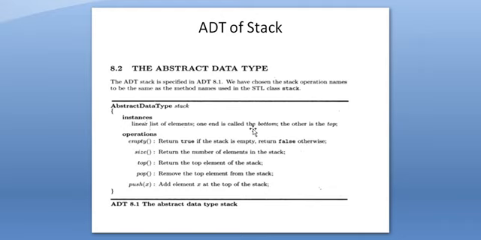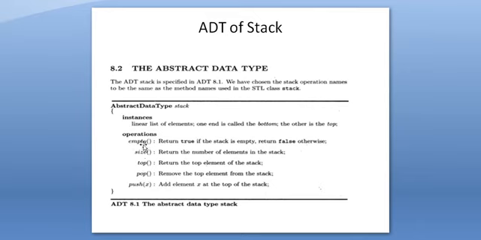One end you call the bottom and the other end you call the top, and you modify the data through top. Top is the pointer which should be updated based on insertion or deletion, and this is the one end which gets changed, whereas the bottom end is not going to get altered. Now the operations you have for stack are empty, size, top, pop and push.